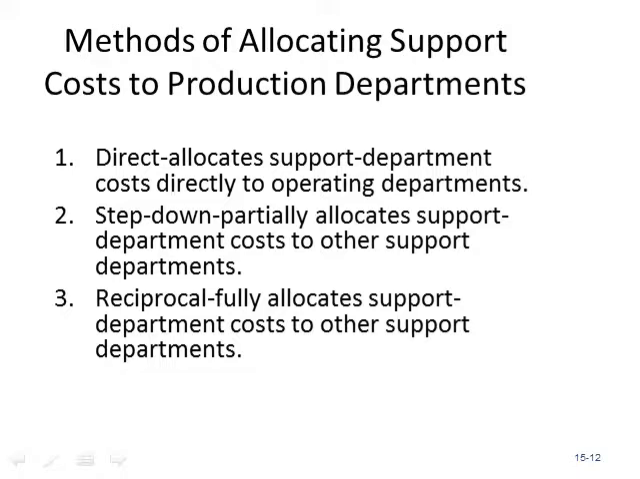The step-down method partially allocates support department costs to other support departments, and then the reciprocal method fully allocates support department costs to other support departments. So we have just the theme here of no allocation from one support department to another, all the way up to, or the range all the way up to, fully allocating such costs.